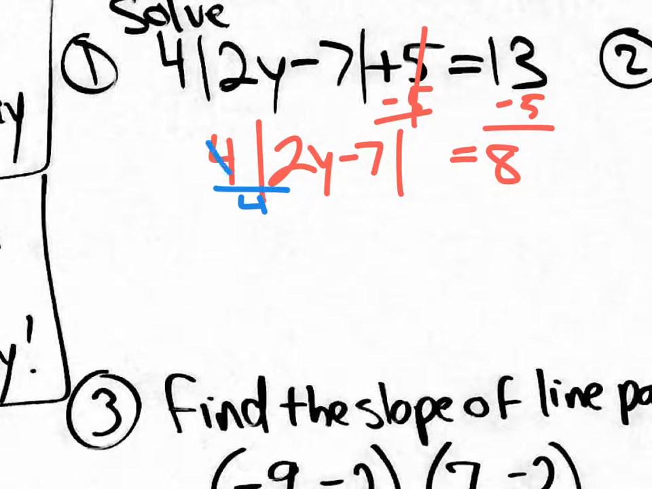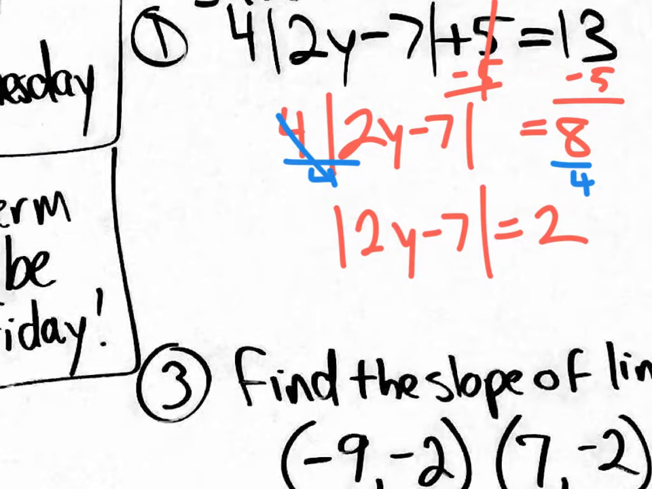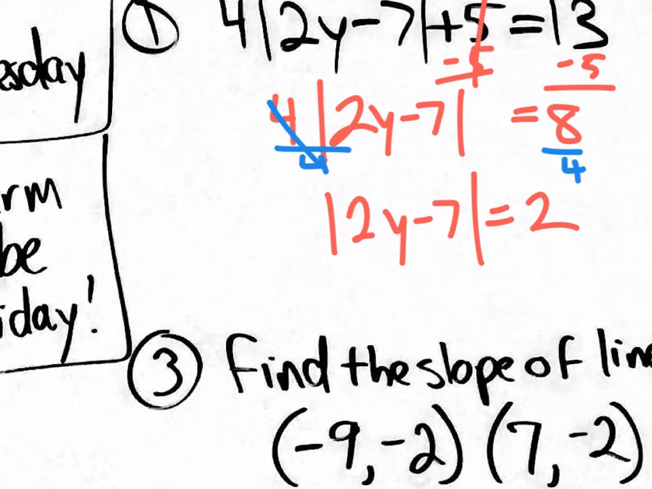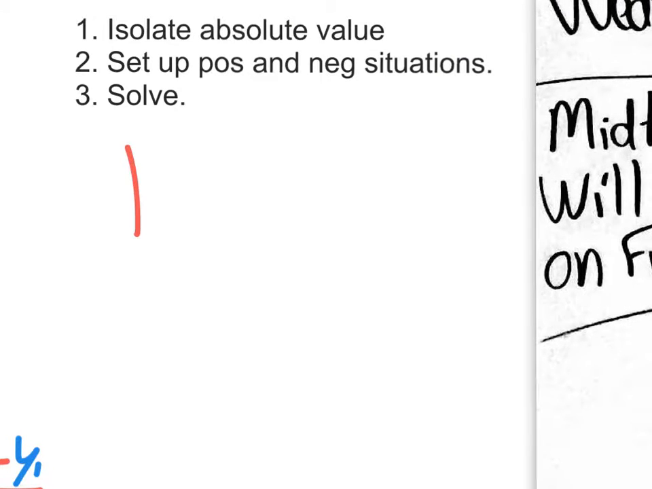Divide by 4 here, cancels. Divide by 4 over here. You're going to have a new absolute value equation that says the absolute value of 2y minus 7 equals 2. And now you want to set up a positive and negative situation. Okay, so I'm kind of out of space here. Let me do this over here. 2y minus 7 in absolute value equals 2.